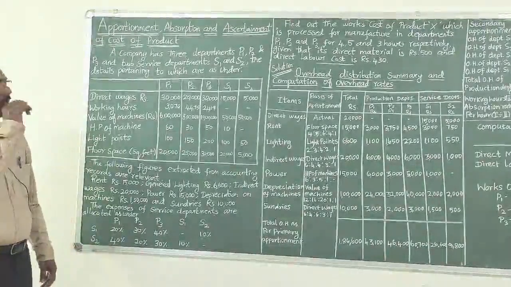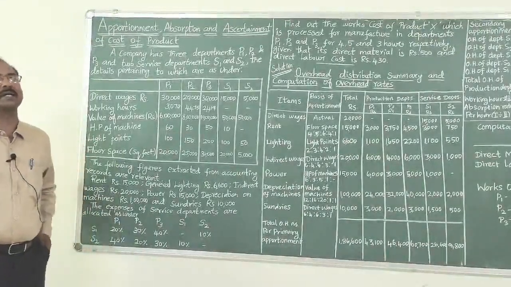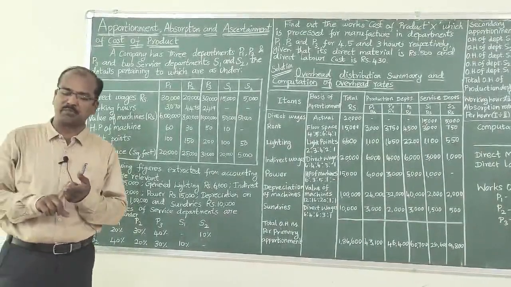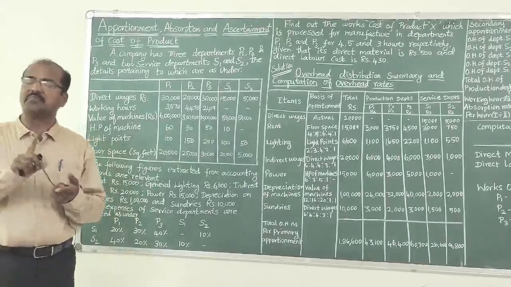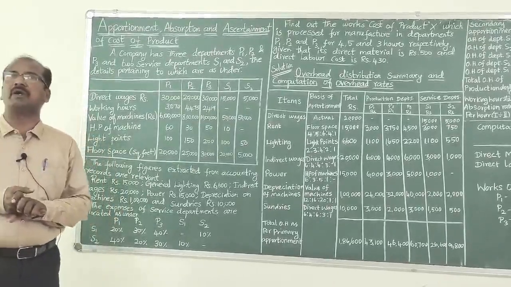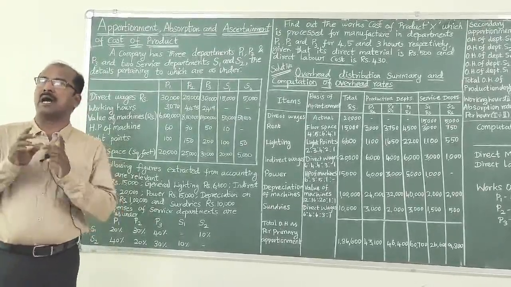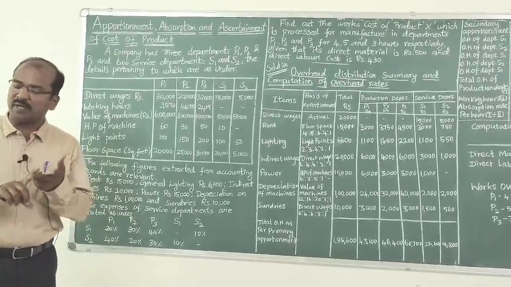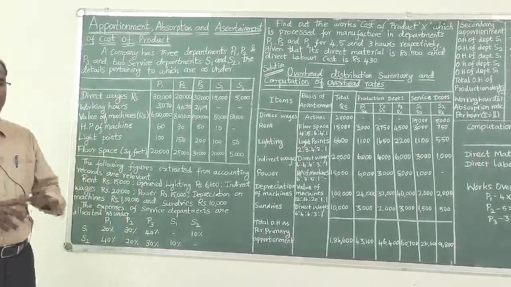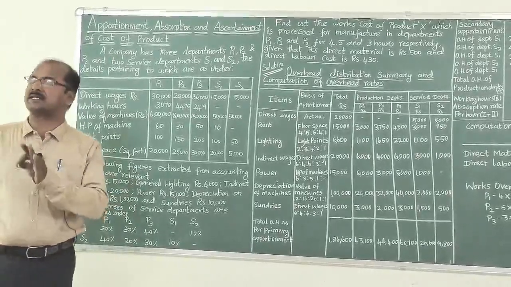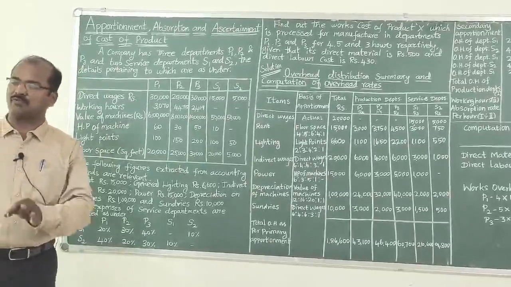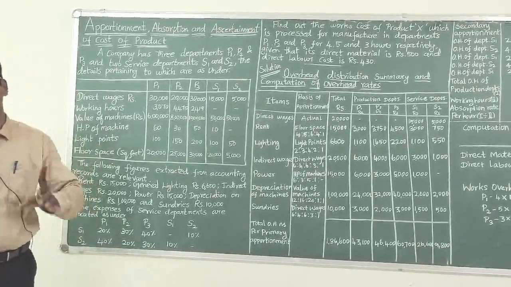Hi everyone, in this video we are going to discuss an interesting problem from the topic Allocation and Apportionment of Overhead. This is one of the very important topics in the subject cost accounting. In this problem, we will be discussing the allocation, then primary apportionment and secondary apportionment of overheads. We are going to follow the repeated distribution method with regard to secondary apportionment.